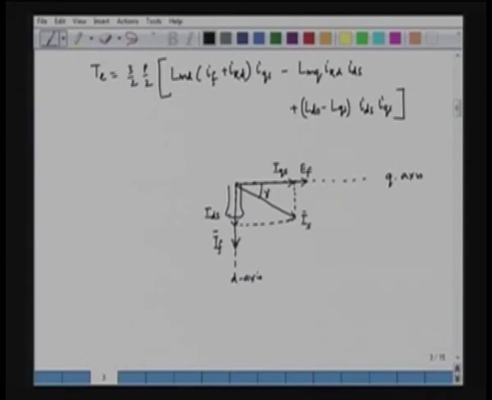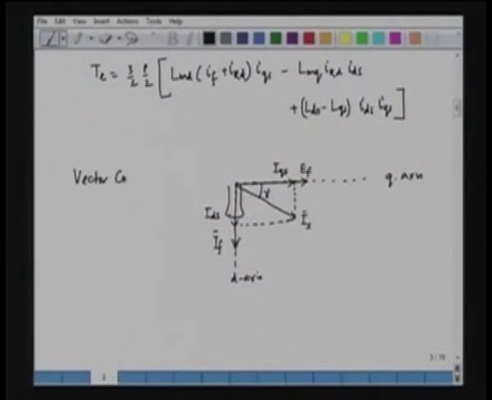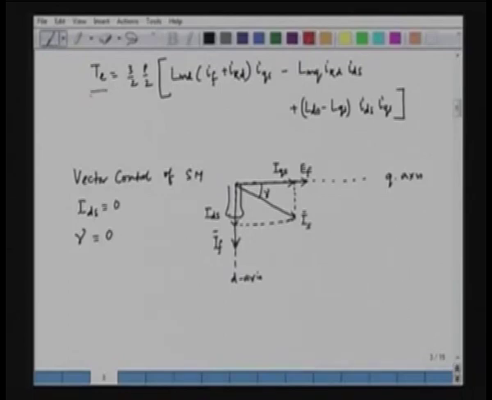We are talking about vector control, and by vector control we mean IDS is equal to 0. So, for vector control of synchronous motor, we have IDS equal to 0, which also means gamma is equal to 0. And if gamma is equal to 0, the torque equation becomes very simple. TE is equal to 3 by 2 into P by 2 and the expression within the bracket. If we put IDS equal to 0, this quantity will vanish. The term with the product of IDS and IQS is also equal to 0. So, what we obtain is LMD into IF plus IKD into IQS.